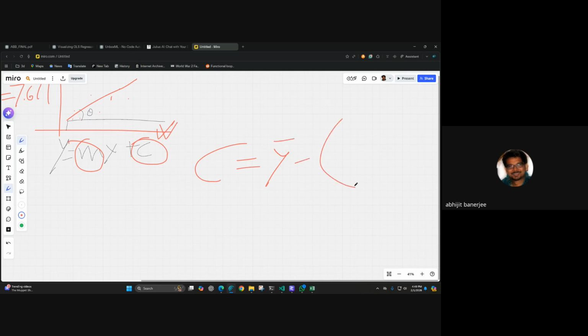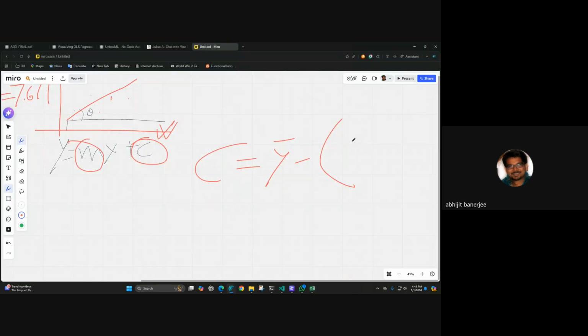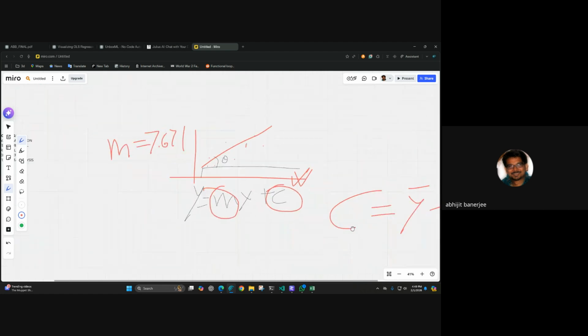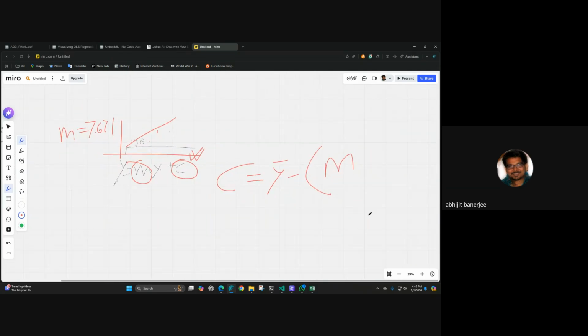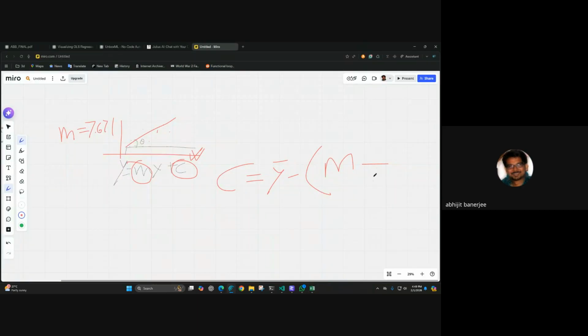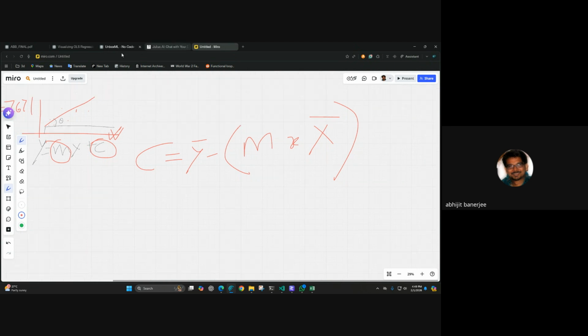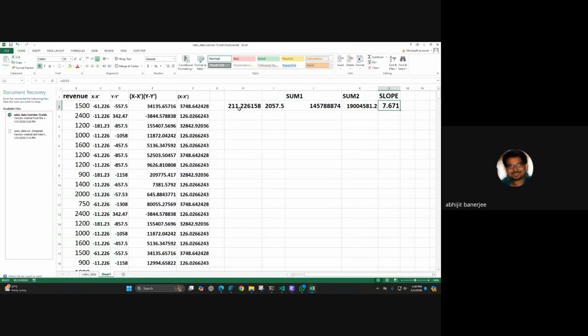So c equals to y bar minus bracket. If you look closely, this is this beta value. Where is the beta value? This beta 1. So this one will be beta 1 or my m. We have already found m as 7.671 minus, where was it? Minus multiplication by 342, which is my x mean. x bar, x mean. So this one will be multiplied by x mean, x mean. Now what was our x mean? What were our values? X mean was this.